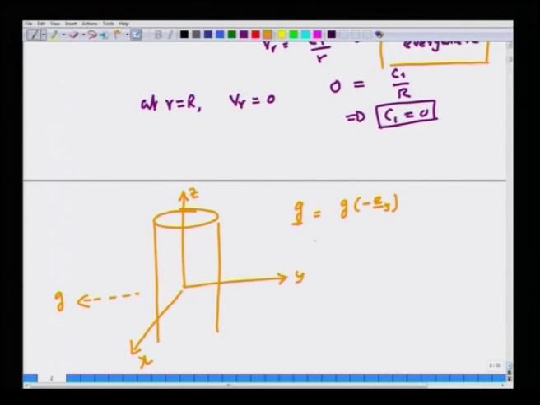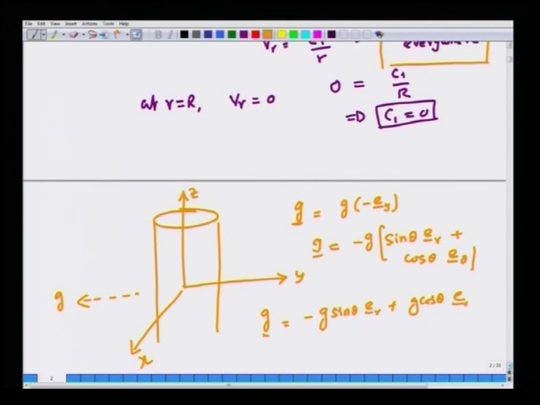This is the gravity vector, this is the acceleration due to gravity magnitude, and the direction of the vector is minus E y. Now, I can resolve E y in terms of E r and E theta as follows. E y is simply sin theta E r plus cos theta E theta. So, g becomes minus g sin theta E r minus g cos theta E theta.